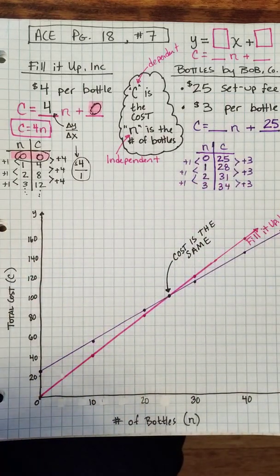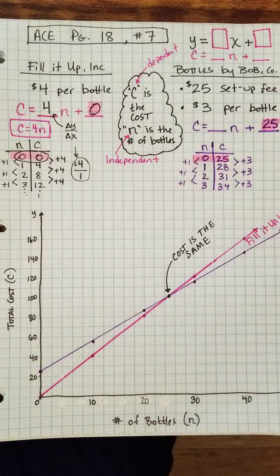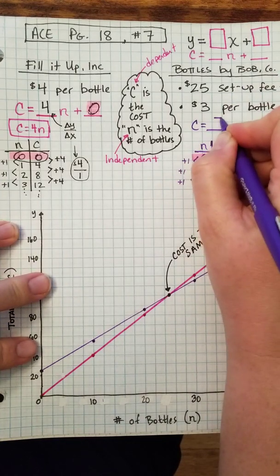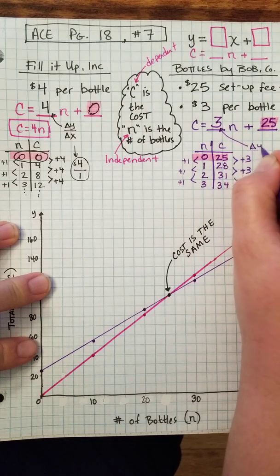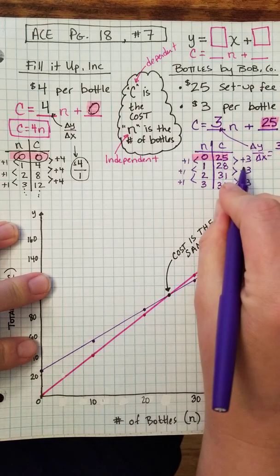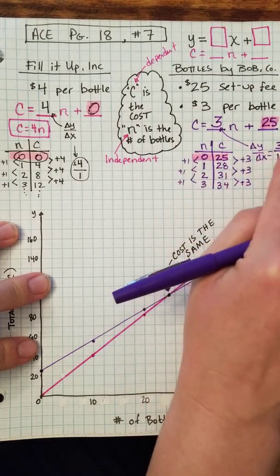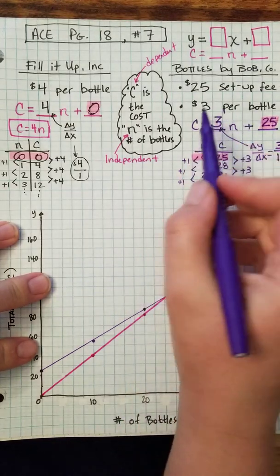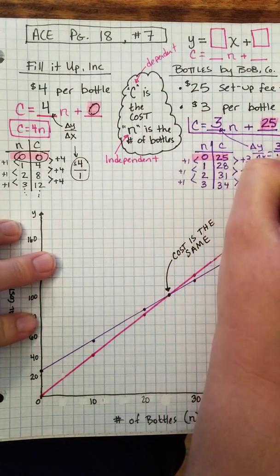So here I have the 25 is my starting point, and then this value is going to be $3 because my change in Y over change in X is equal to $3 to 1 bottle, or $3 per 1 bottle. So I can put that over there. This is my final equation. That's it. I don't have to simplify anything.